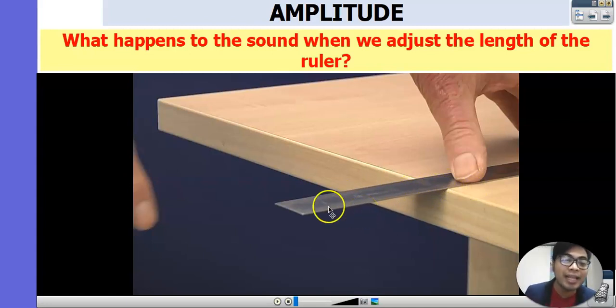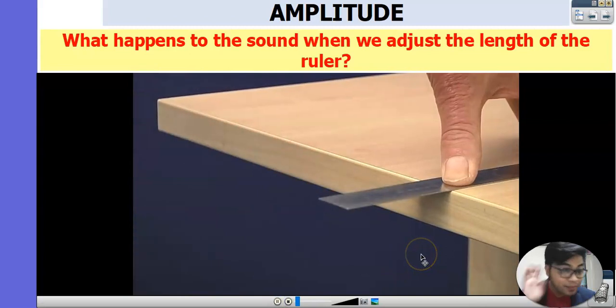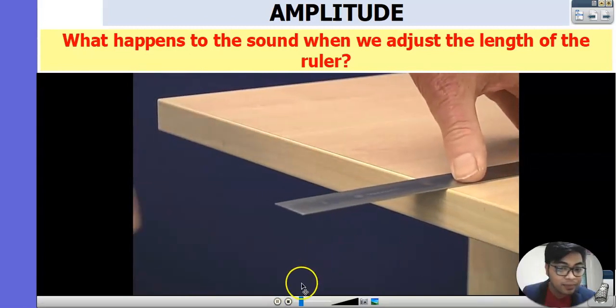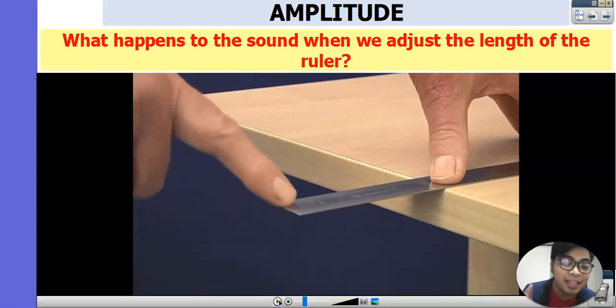All we need to do is to strike the ruler, just like what was presented to you a few seconds ago. Alright, so are you ready? Let's go. Try to listen to the quality of the sound.